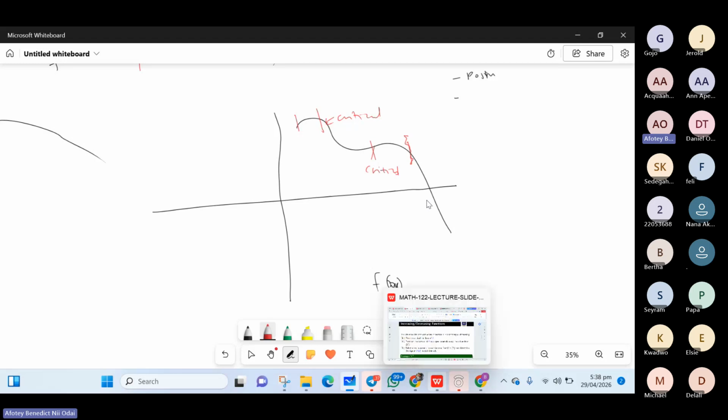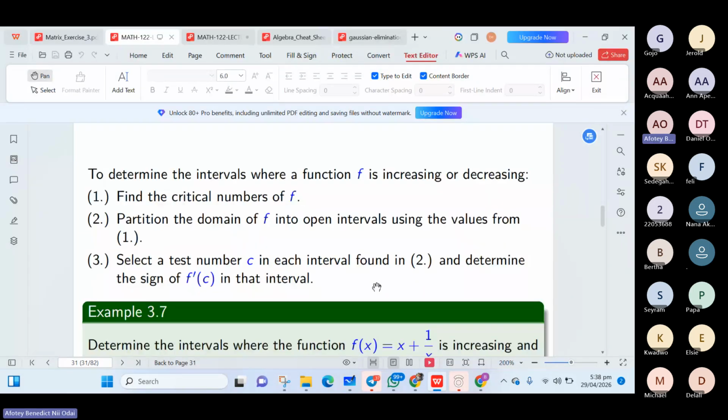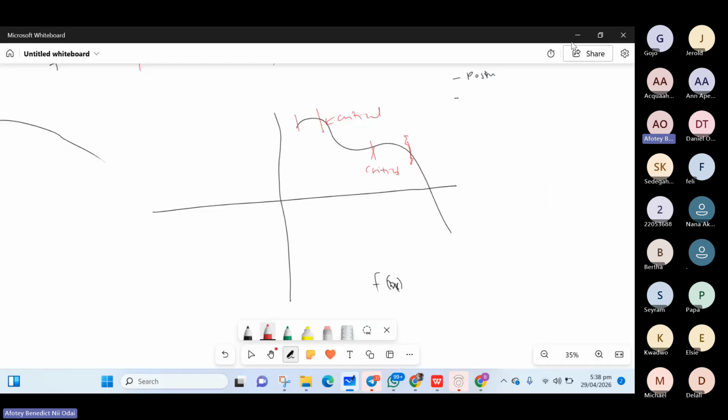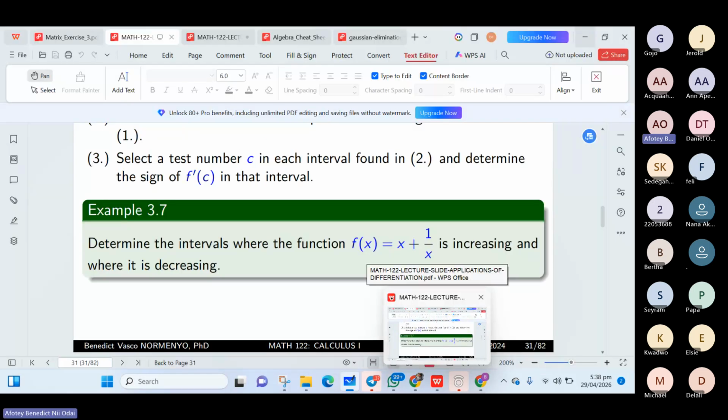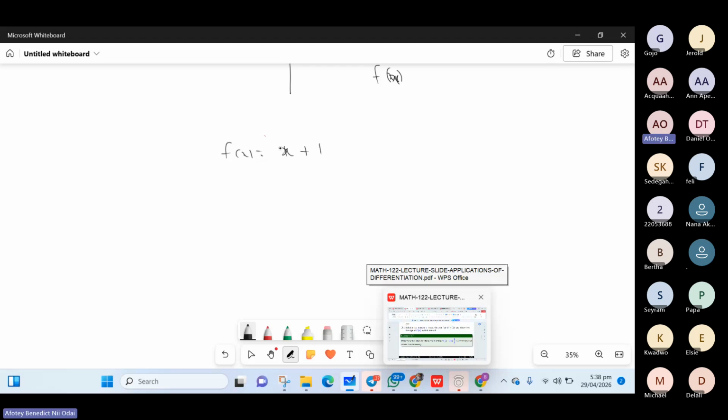So we've been given this function. f of x is equal to x plus 1 on x. Sorry, x plus 1 on x. Now we have to find the critical values. So how do you find the critical values? You find f prime of c.